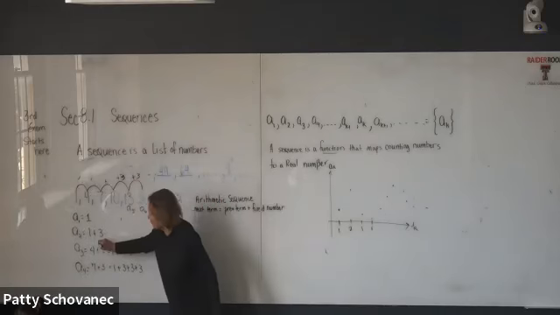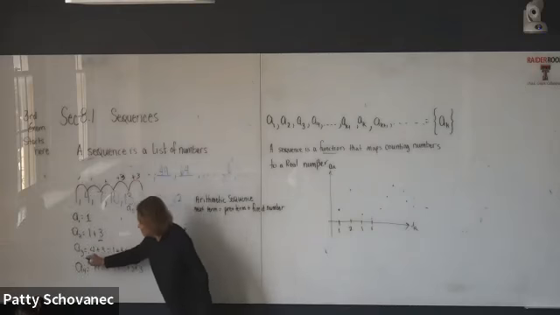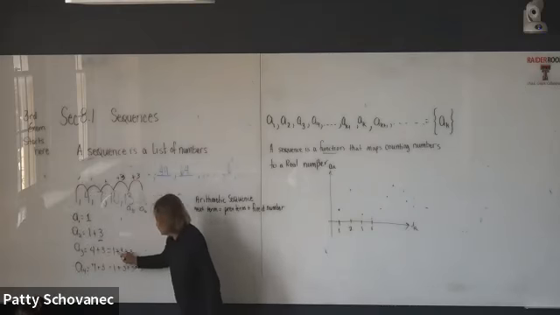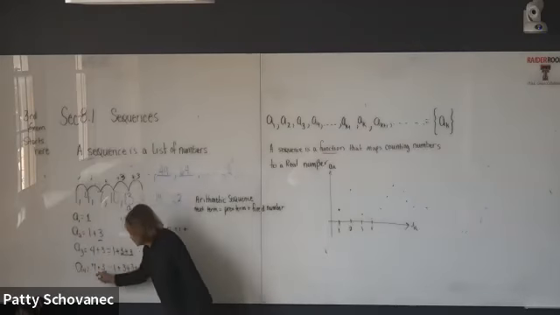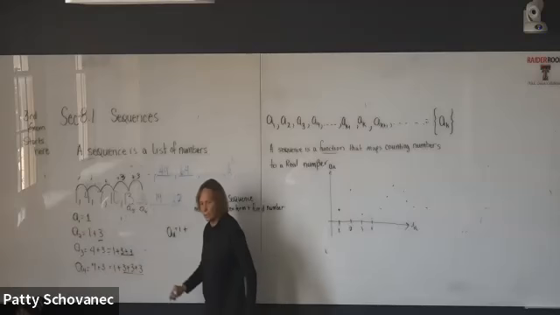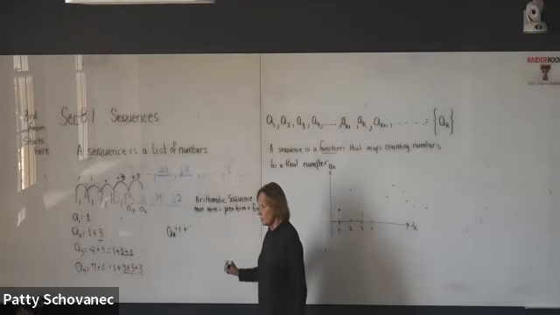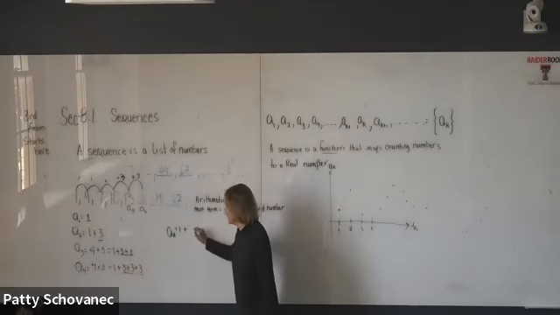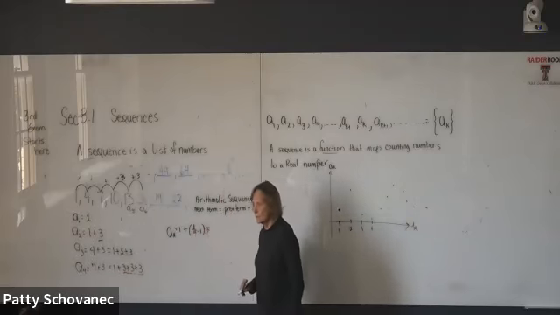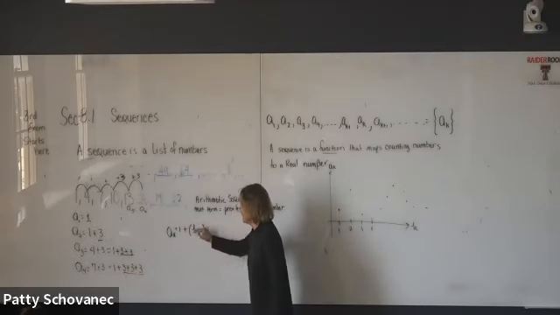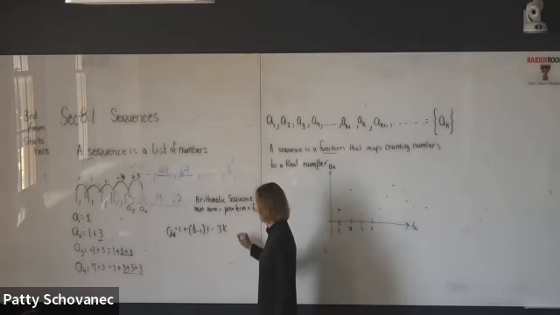To get to the second, I added 1. To get to the third, I added 2. To get to the fourth term, I added 3. So how many 3s do I add to get to the kth term? k minus 1. I'm adding k minus 1 3s. And so if I multiply that out with like terms, I'm going to have 3k minus 3 plus 1.